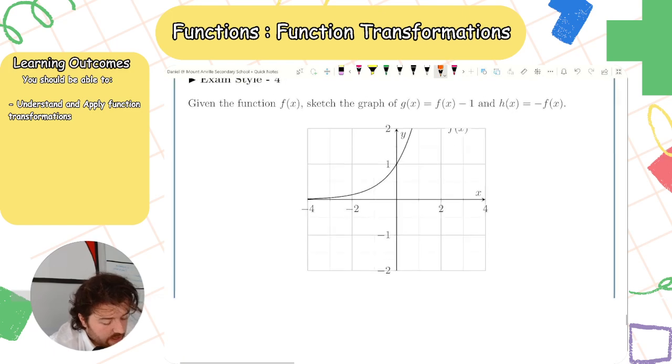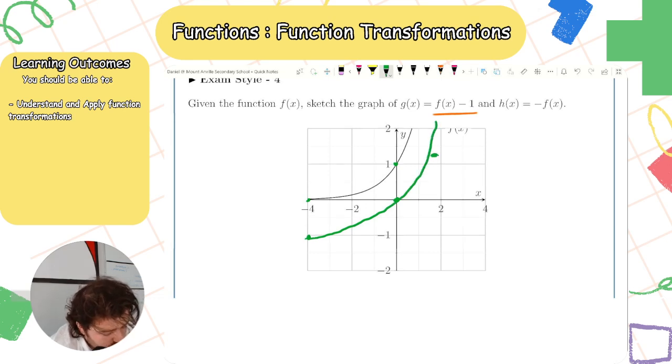Right, let's look at this one here. This one looks to be an exponential function. Plot g of x, which is f of x minus 1. So f of x minus 1, I'm shifting it down 1. So key point here is this one. So that'll be going down here. And then this point will be going down here. So my exponential function is going to look like that. g of x shifted down 1.